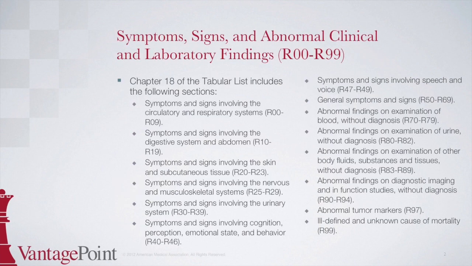As you can see on this slide, the codes for this chapter start with the letter R, and some common codes for this chapter include chest pain, nausea, and diarrhea. If you remember from ICD-9, these codes all started with the number 7. In ICD-9, this chapter followed the perinatal chapter. In ICD-10, it was moved to follow the congenital anomalies chapter.